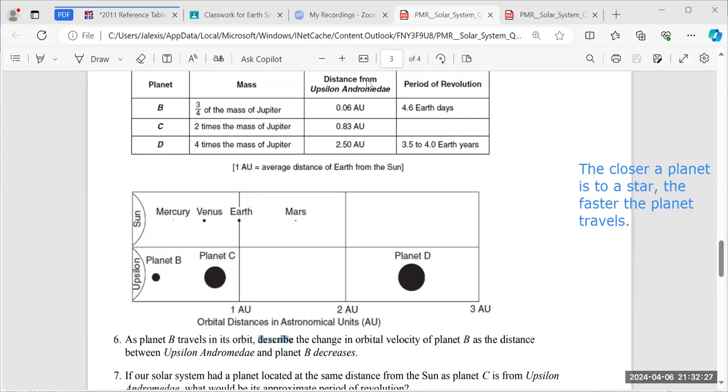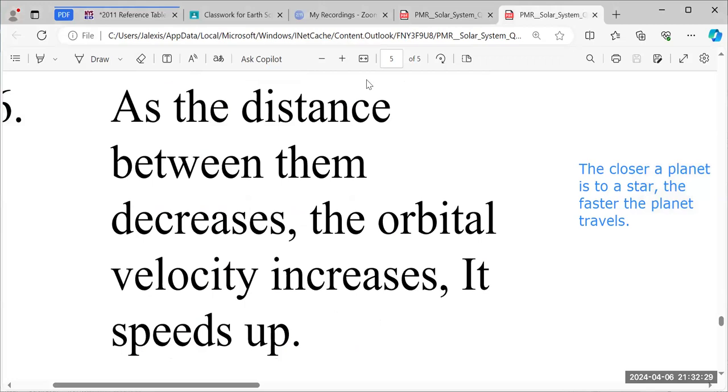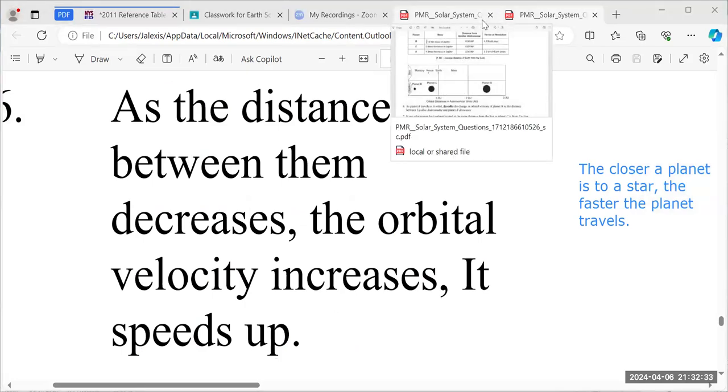And so therefore, your answer has to consist of what is shown on the screen. As the distance between them decreases, the orbital velocity increases. The planet will speed up. So that's something to just keep in mind. Any of these options would be fine.